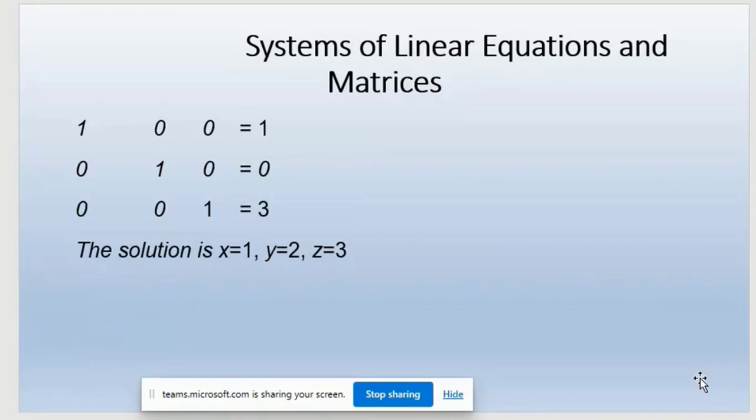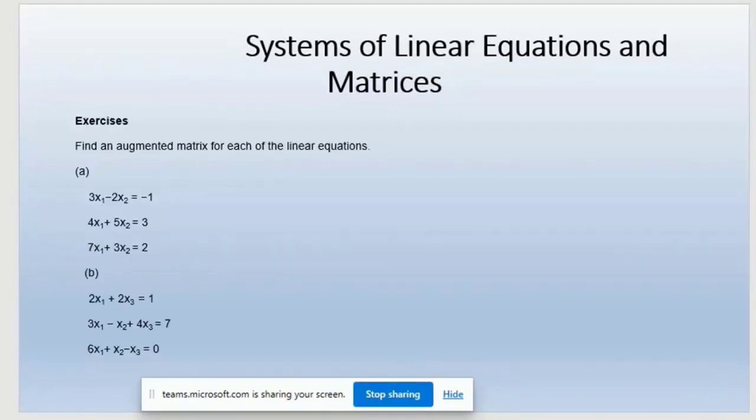We haven't moved much. Our focus is still on systems of linear equations and matrices. That is the only thing that we are talking about, or we talked about, since we met yesterday up to this point in time. Any question?